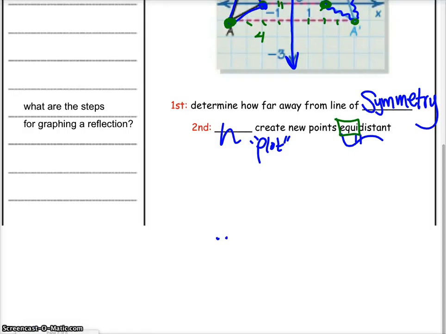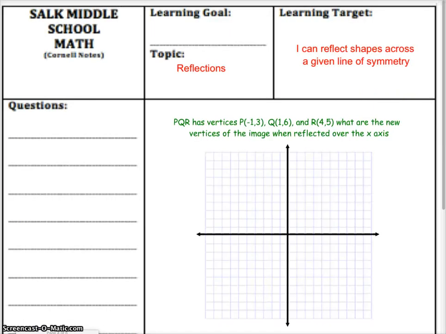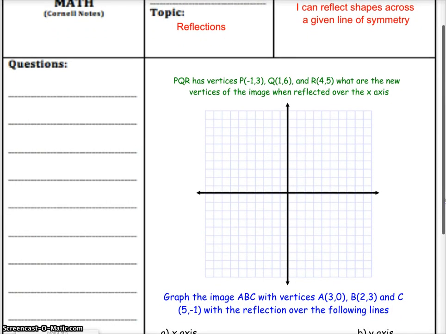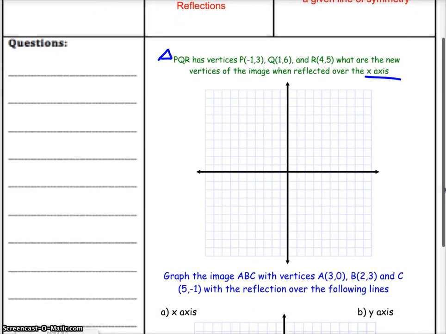Okay, so next, flip that page. Look, x-axis. So triangle PQR has the vertices P, Q, and R. What are the new vertices of the image when reflected over the x-axis? So let's plot the original. P is (-1, 3). Q is (1, 6). And R is (4, 5).